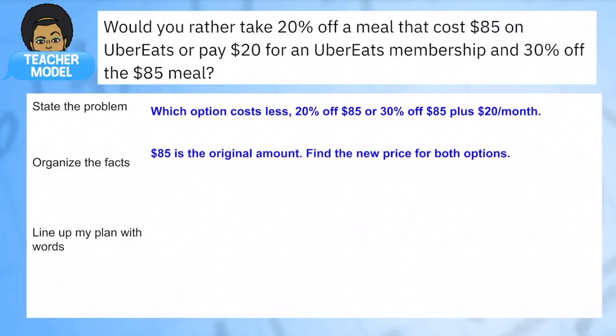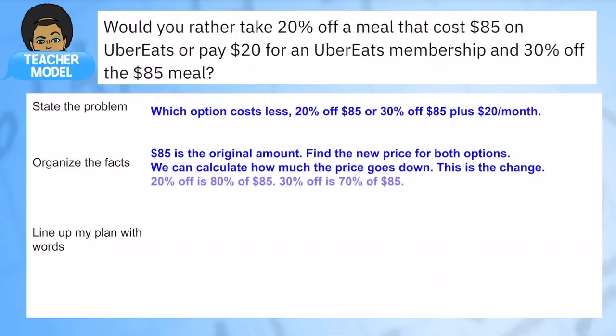So we know the original amount is the same on both. And we know how to calculate how much the price goes down. We know that's the percent change that we're looking for. And we know that 20% off is the same thing as 80% of the original price. Okay, and we'll do the same thing with the 30% off. That's like 70% of the price.